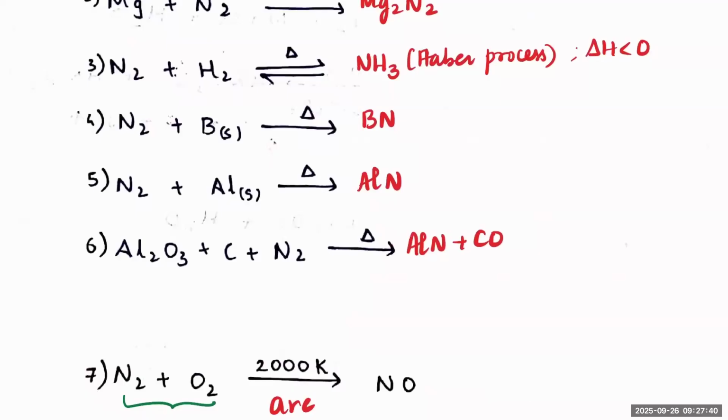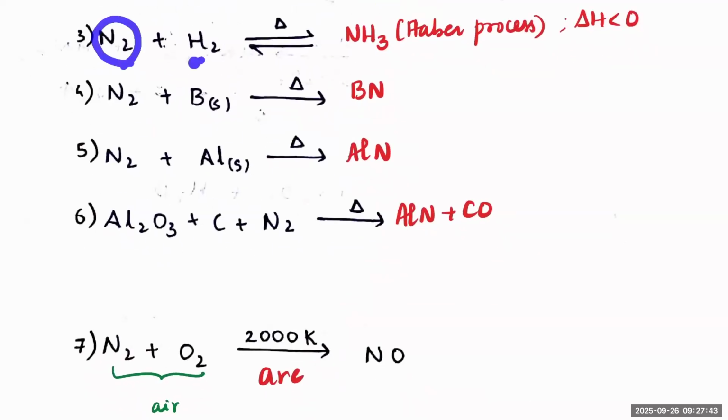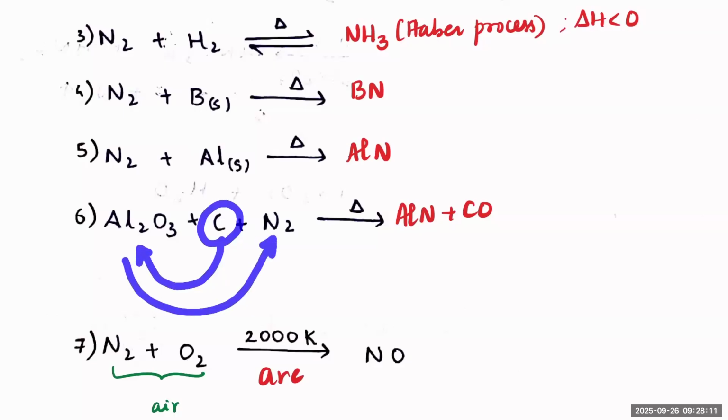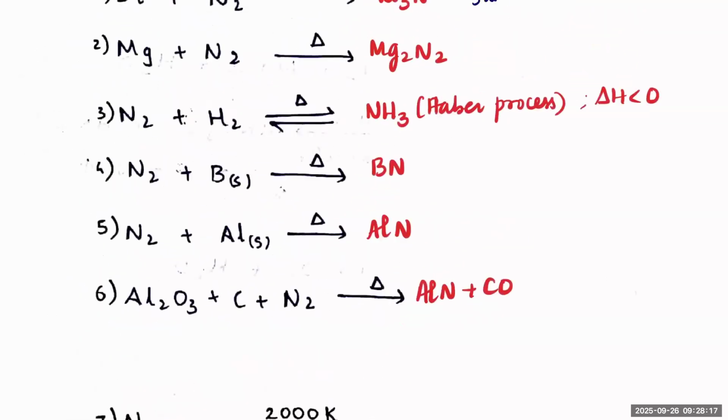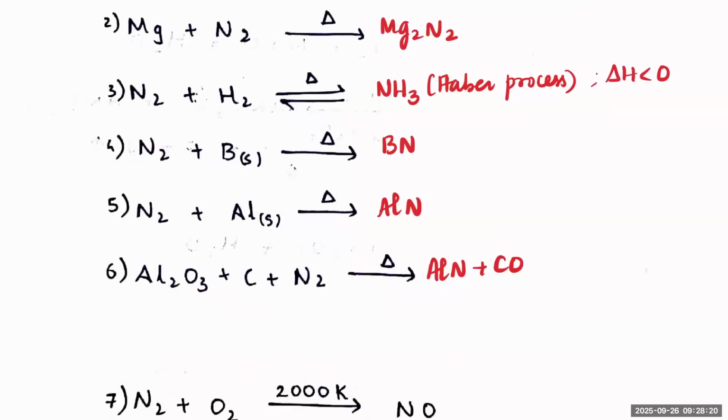And next is nitrogen reacting with hydrogen, which will give you ammonia. Haber process. Here again, the nitrogen hydrogen bond is a very strong bond, so that's why it facilitates the breaking of the nitrogen nitrogen bond. And N2, when you react with boron, makes boron nitride. Aluminum will make aluminum nitride. While aluminum oxide in the presence of carbon can also be reduced into aluminum, and then aluminum can react with nitrogen to again form aluminum nitride plus carbon monoxide. So these are typical reactions noticed for nitrogen gas.